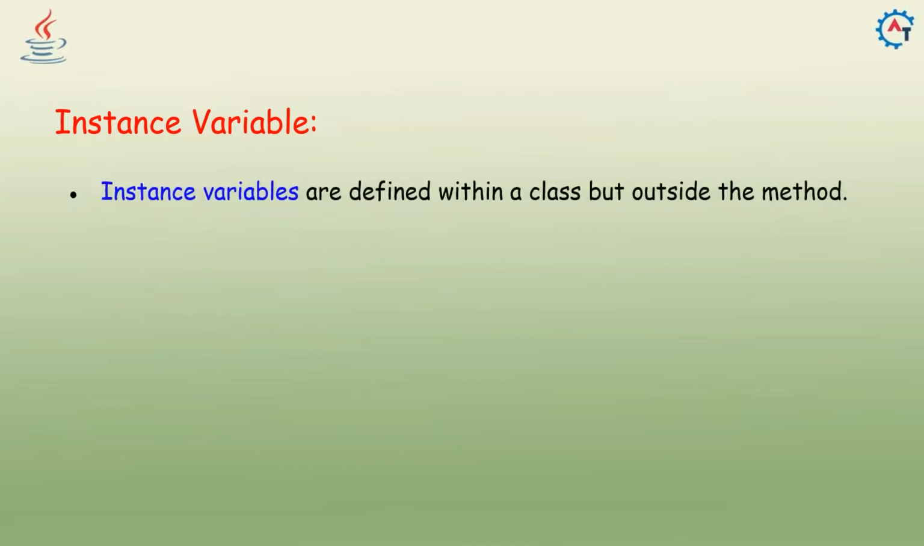Instance variables are defined within a class but outside the method. Sometimes they are called fields, like we have seen at the start of this video. So what is a method? We have seen the main method in our first Java program, but what exactly a method is, we will discuss in our upcoming videos.